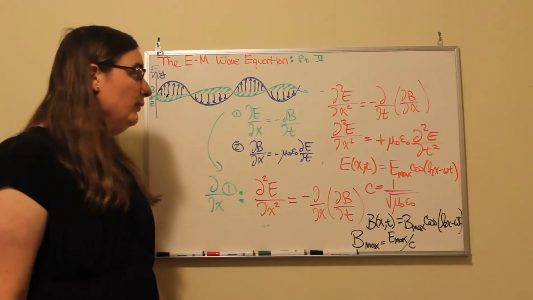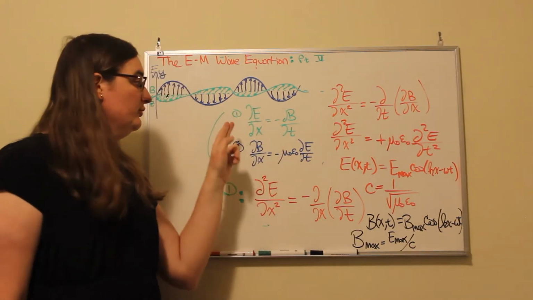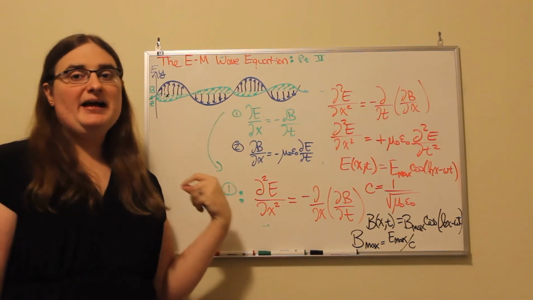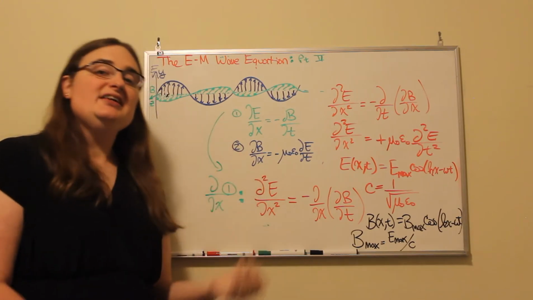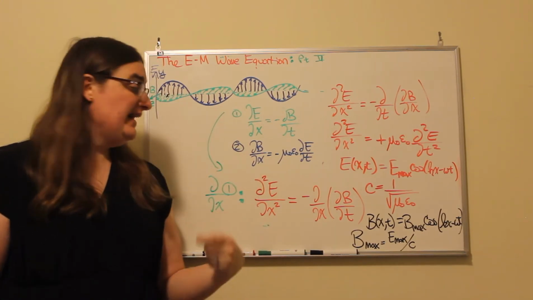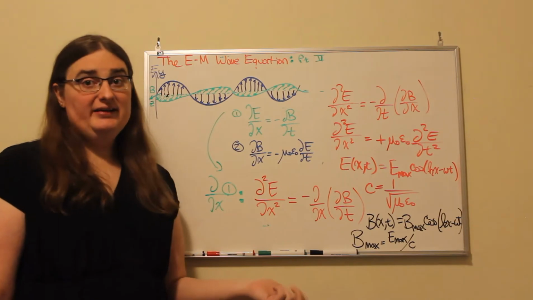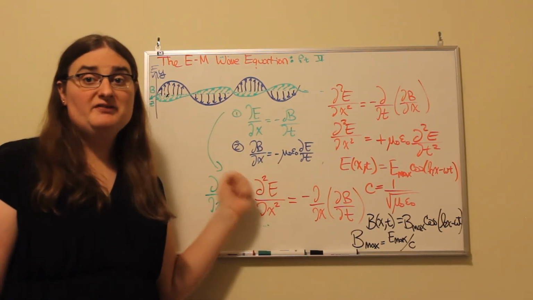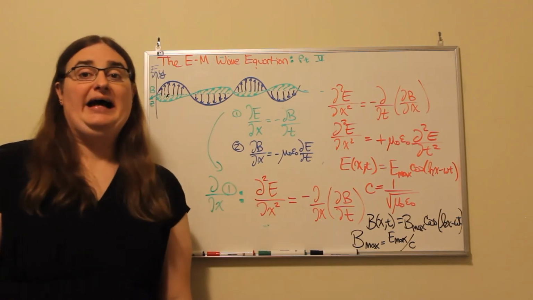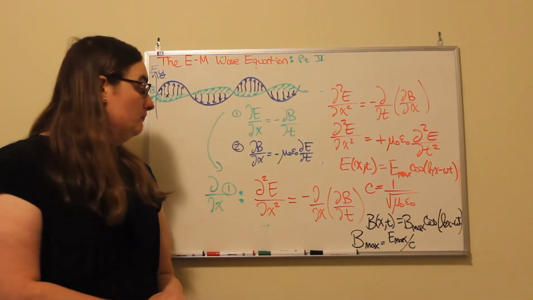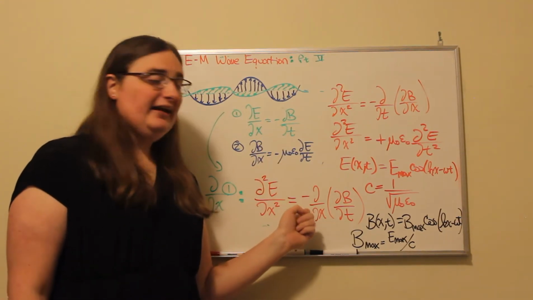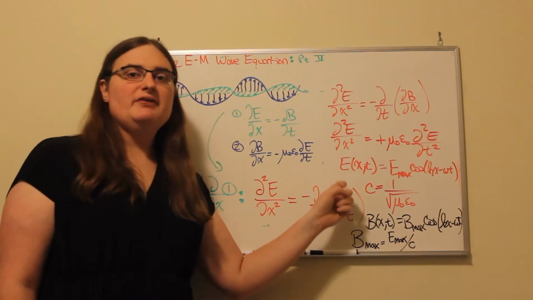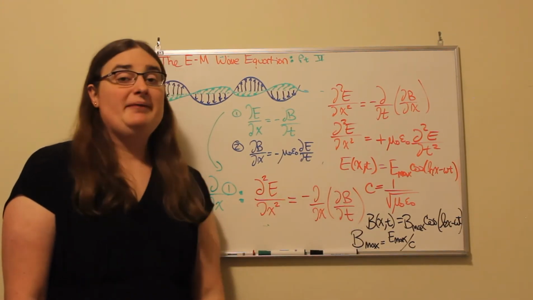So, to find a wave equation, what I'm going to do is take breadcrumb 1 and take the partial derivative of that with respect to x. So on the left-hand side, taking two partial derivatives just means I have the second partial derivative of the electric field with respect to x. Pretty straightforward. On the other side, I would have minus the partial derivative with respect to x times the partial derivative with respect to time of my magnetic field.